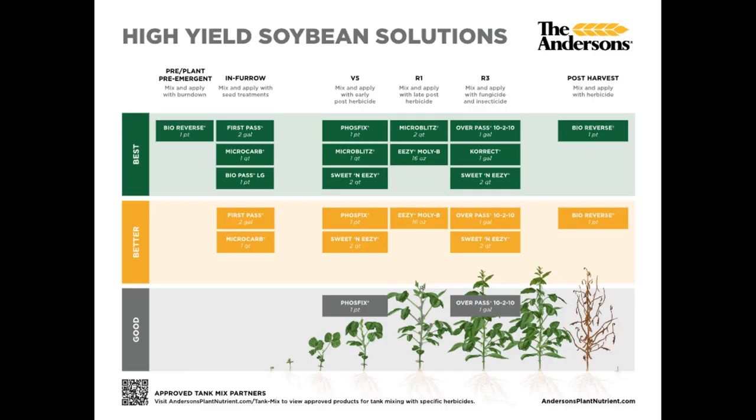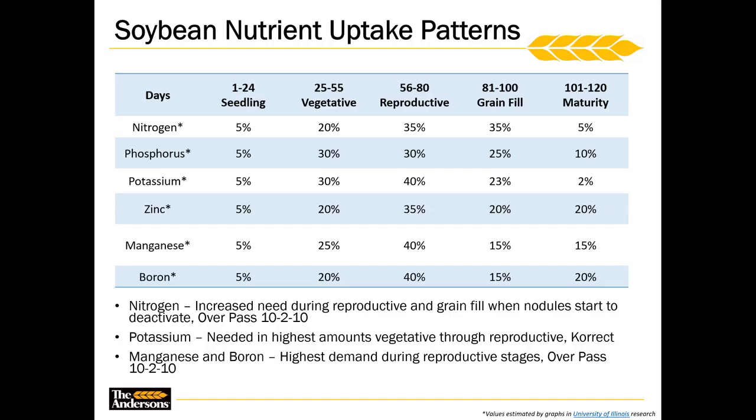So now we want to focus on a few other crops. We won't go nearly as in depth as we did on the corn, but just wanted to give you an overview of a few other crops, which will be soybeans, potatoes, and sugar beets, to show you how those nutrient uptake patterns are similar or dissimilar to corn. So here we have the uptake chart for soybeans.